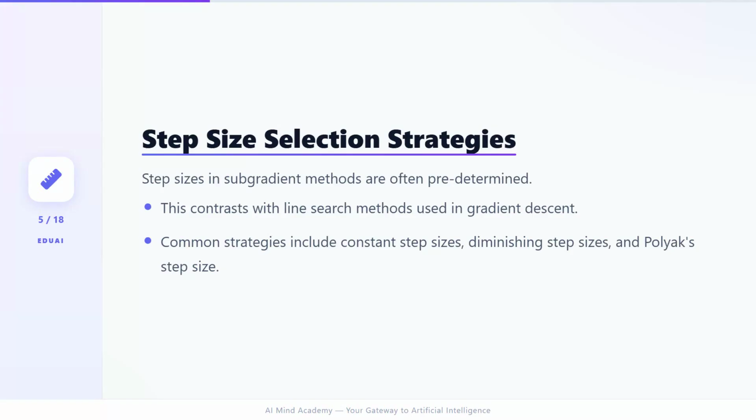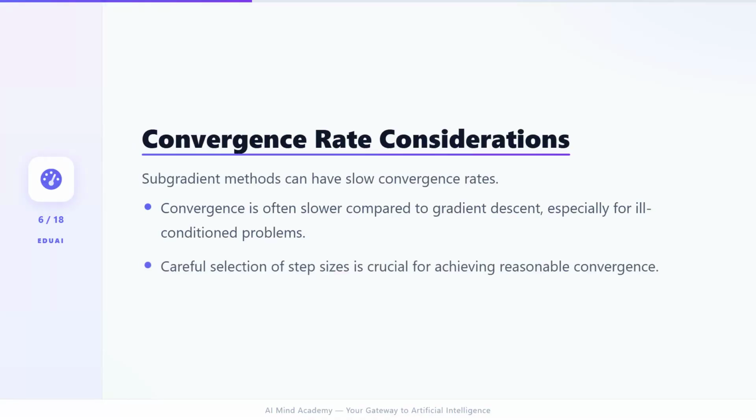Common step size selection strategies include using a constant step size, a diminishing step size sequence that satisfies certain conditions, or the Polyak step size, which requires knowledge of the optimal function value. A notable characteristic of subgradient methods is their potential for slow convergence, particularly compared to gradient descent, especially when dealing with ill-conditioned problems. The convergence rate is highly sensitive to the choice of step sizes, making their careful selection crucial for achieving acceptable performance.